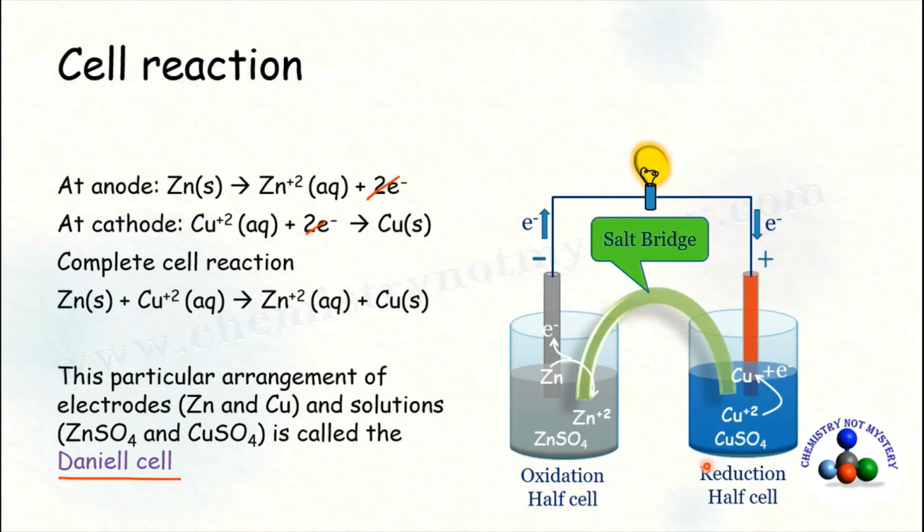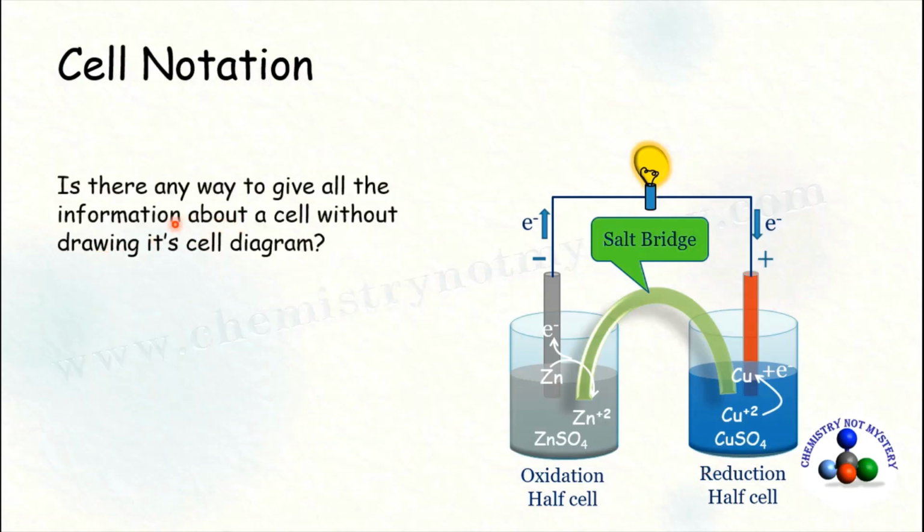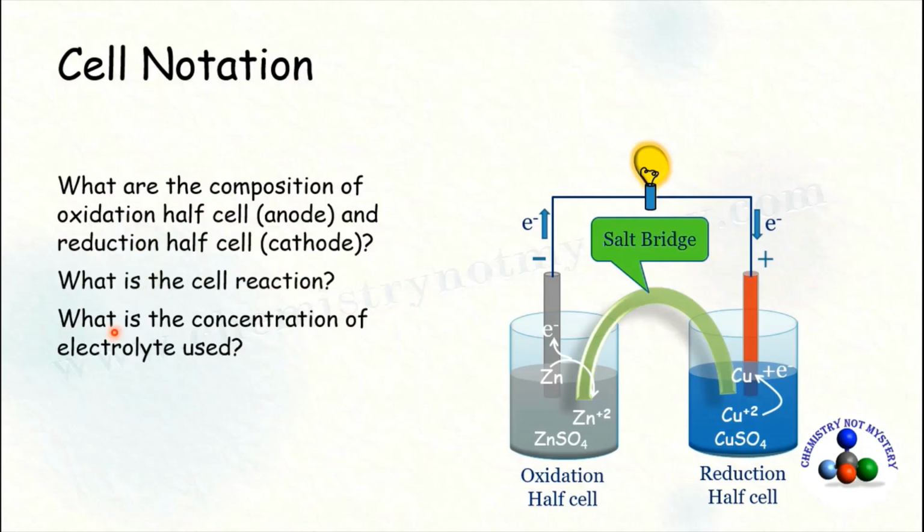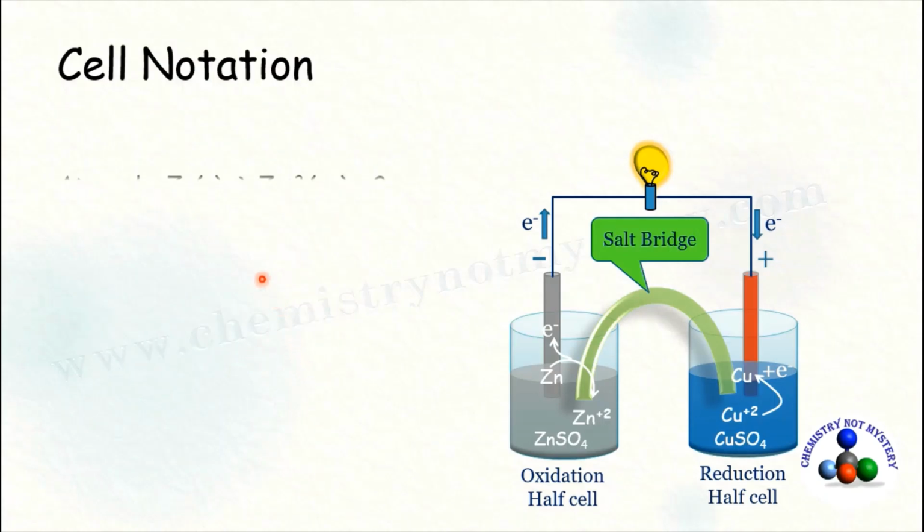Is there any way to provide the information about a cell without giving the cell reaction or cell diagram? By cell notation, we can provide all the information about the cell without drawing its cell diagram. Cell notation tells you about the composition of the oxidation and reduction half cells. It also provides information about the concentration of electrolyte used. So let's see how we can write the cell notation for the Daniell cell.